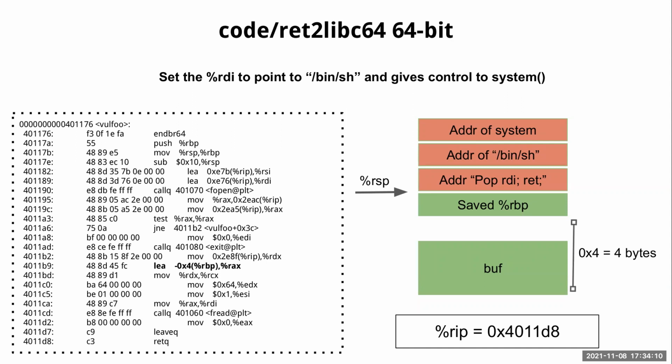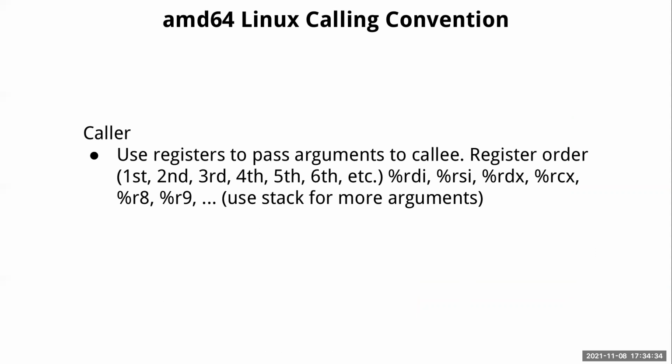So the first 8 bytes, the return address, we are going to use the address of a gadget like this. The gadget is pop RDI, then return. RDI is the value of the first argument. So the RDI should be the address of /bin/sh.